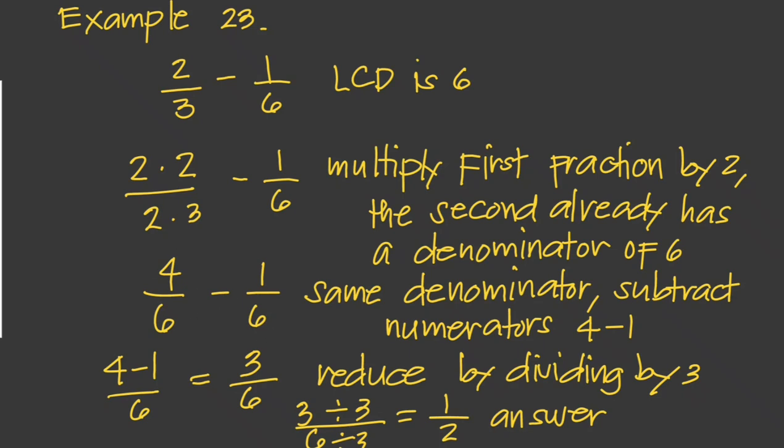And now the fractions have the same denominators, so we just have to subtract numerators 4 and 1. That would be 4 minus 1 over 6. Then that would be equal to 3 over 6. 3 over 6 can be further reduced by dividing both the numerator and denominator by 3. So that would equal 1/2. That is our final answer.